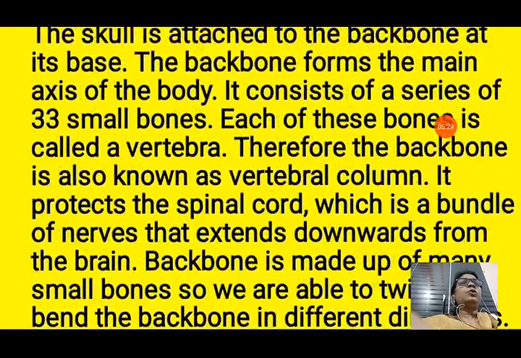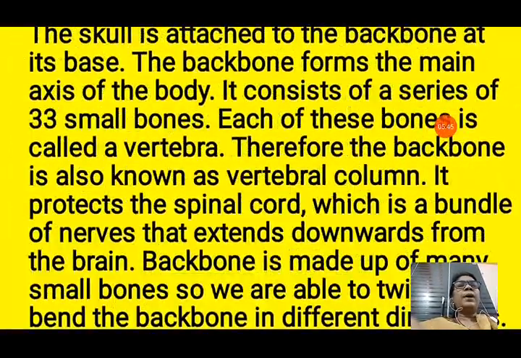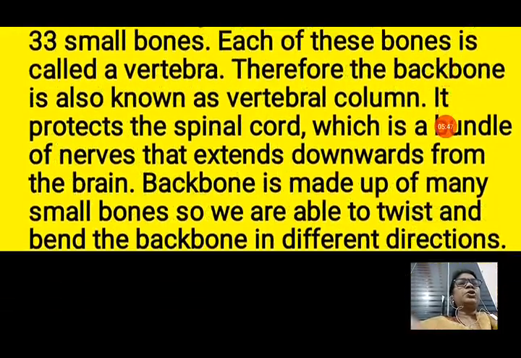It protects the spinal cord. Inside the vertebral column, our spinal cord is protected. Now, what is the spinal cord? The spinal cord is a bundle of nerves that extends downwards from the brain. It gives us different types of senses. The backbone is made up of many small bones, so we are able to twist and bend the backbone in different directions.